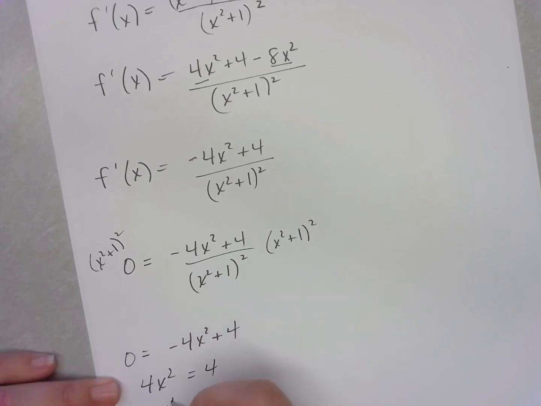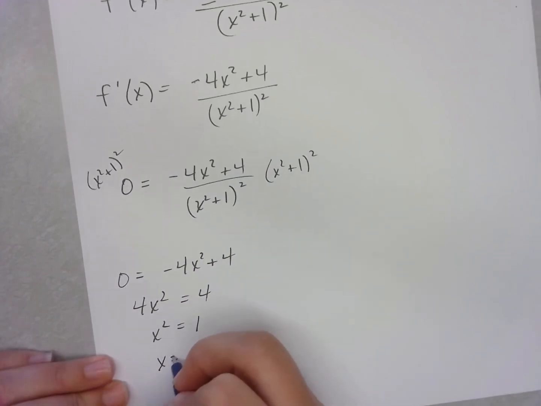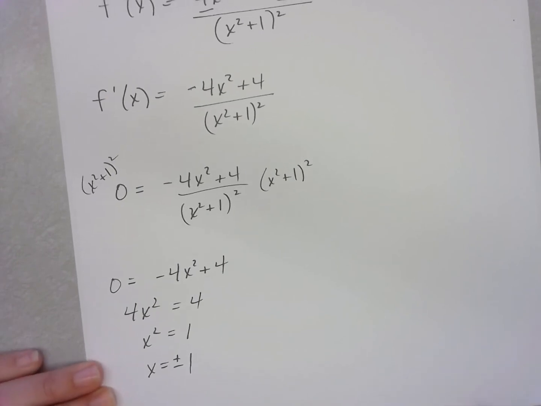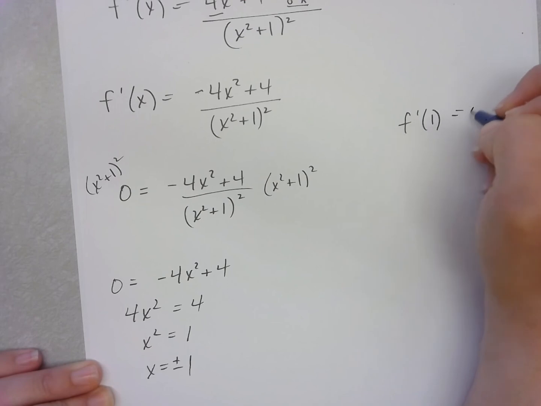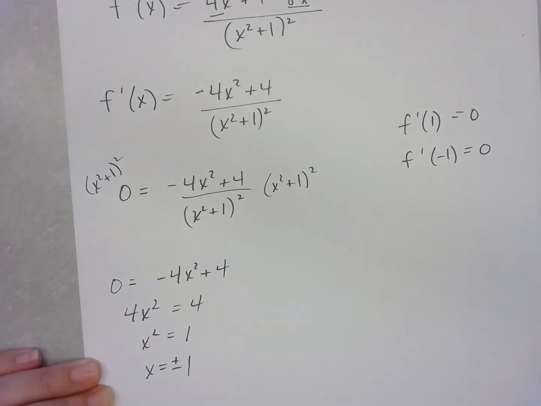I'm going to divide both sides by 4, get 1. And I get x equals plus and minus 1. So I have found where f prime of x is equal to 0. So I have f prime of 1 is 0, and f prime of negative 1 is 0. That means 1 and negative 1 are critical numbers of f.